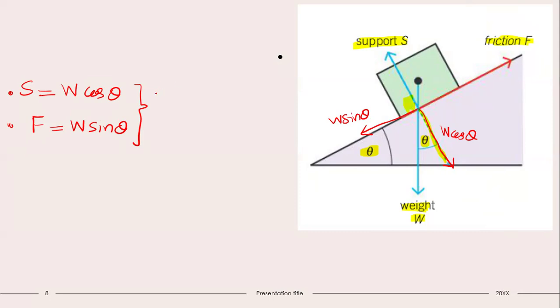One more thing, if we want to know some unknown quantity from here, we can find that as well. Let's say they ask you to find S, the support force, how much is the support force? And they give you W and this angle. If both these things are given, what you'll be doing is simply putting the values over there, the value of W and the value of theta, and simplifying that to get the value of this support force. And similarly, you can put these values over there to get the value of the friction involved here.